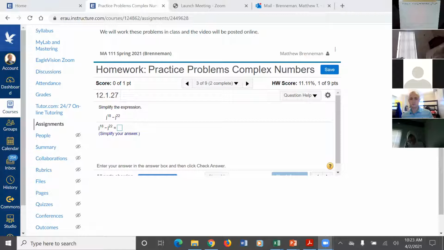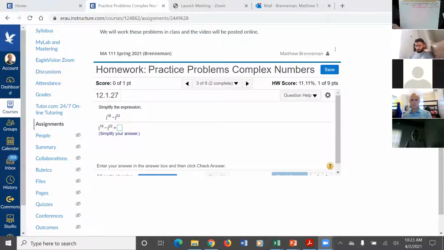And when they say this, it means they want you to rewrite this. So what this actually means is either j to the first, j to the second, or j to the third, or just one. Okay, they want you to write this in terms of the powers of j with the remainder you get after you divide by four.